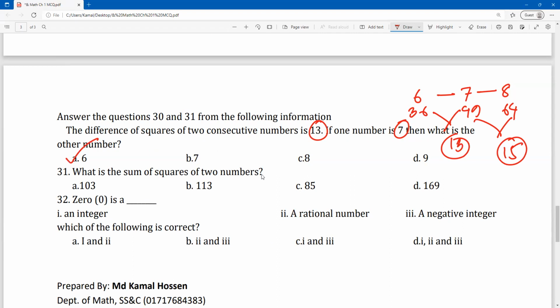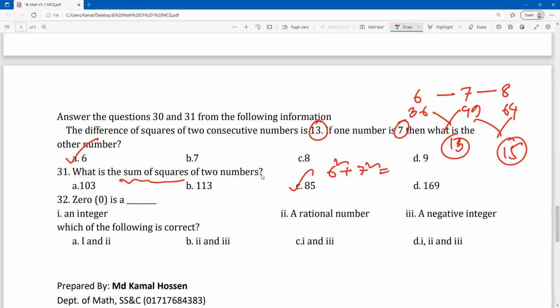What is the sum of the squares of the two numbers? The sum of the squares means 6 square plus 7 square. The number is 85. Correct answer, 85. Okay, now the next question.